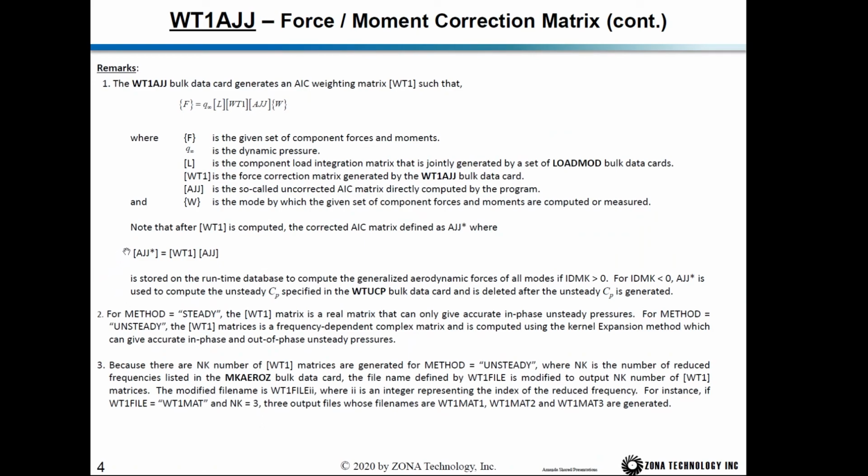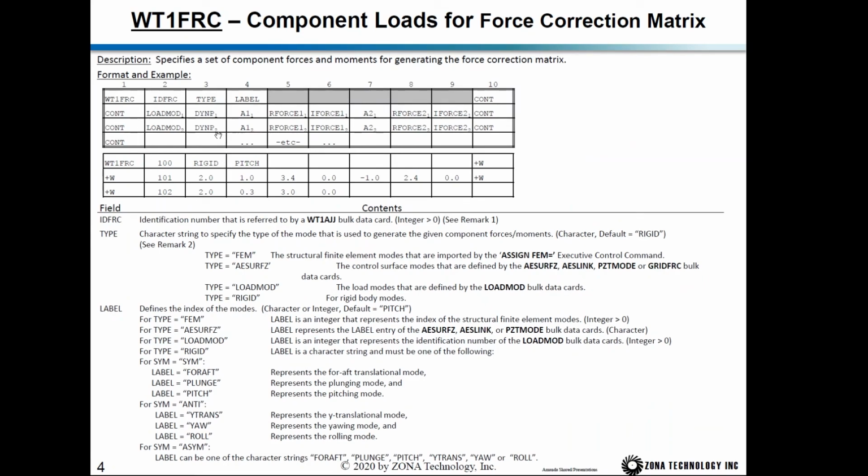So the force moment correction method is: you have an uncorrected AIC, and then you are given a set of component loads. Based on this you build a constraint function, and you compute the WT1 weighting matrix. So WT1 times AJJ becomes the corrected AIC. Okay. Then the WT1FRC actually lists out the component loads. For example, if the component load is the wing root bending moment, actually we need the slope of the bending moment with respect to some sort of mode. Okay.